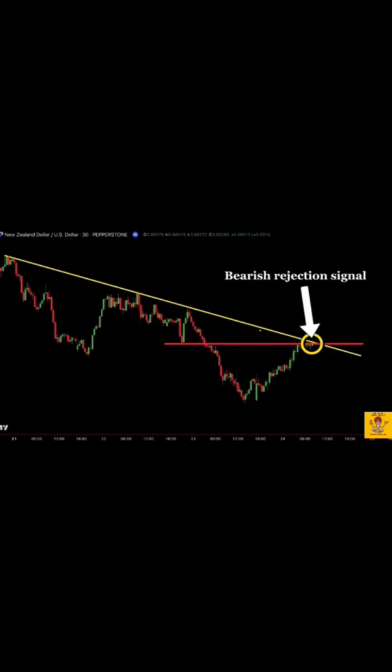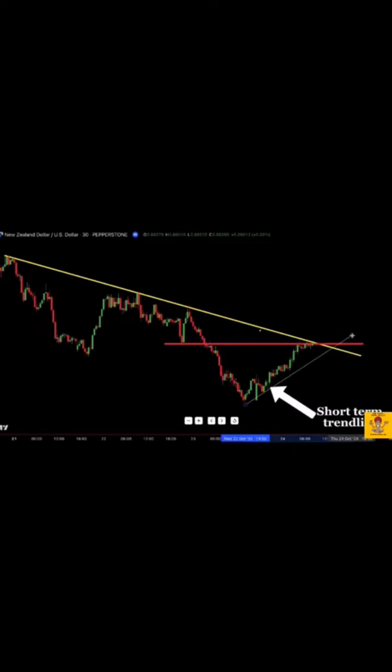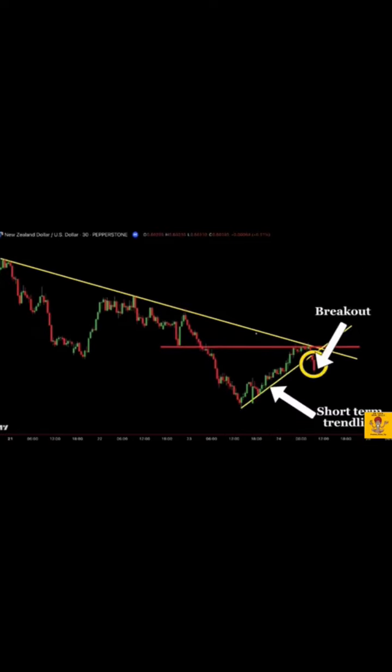Here's the trick to confirm the trade. We draw a short-term trend line on the immediate move up and wait for a break of the trend line before entering. Why is this important? Because while the overall trend is bearish, the short-term trend is still bullish.